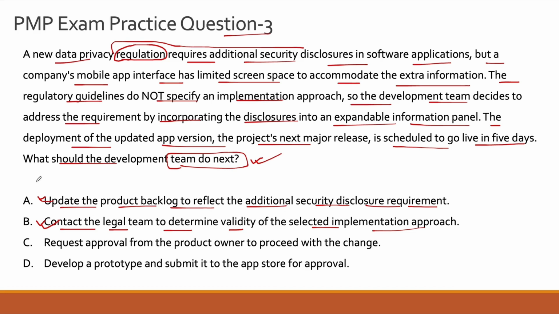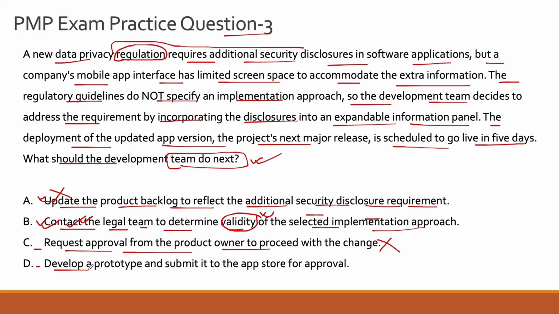So that is why option A is a very close answer choice, but it's an incorrect answer choice, guys. Option B is the correct answer choice to this question. We'll go and evaluate option C and D in a second. However, let's look at option B, which is to contact the legal team to determine the validity, a very important word in the entire answer option, of the selected implementation approach. Now let's look at option C, request approval from your product owner to proceed with the change. Of course, this is incorrect because of the reasons we have just discussed, that you cannot go ahead and start implementation without validating your proposal.